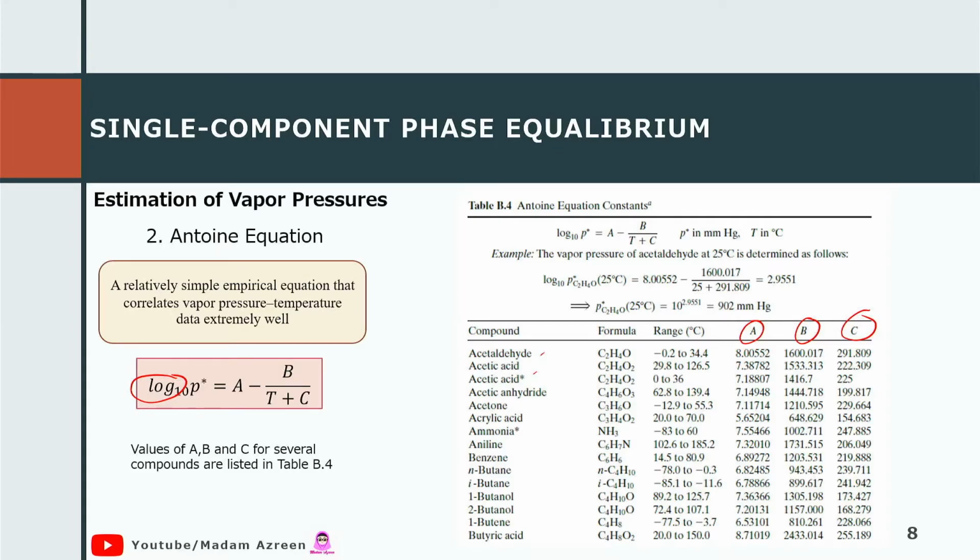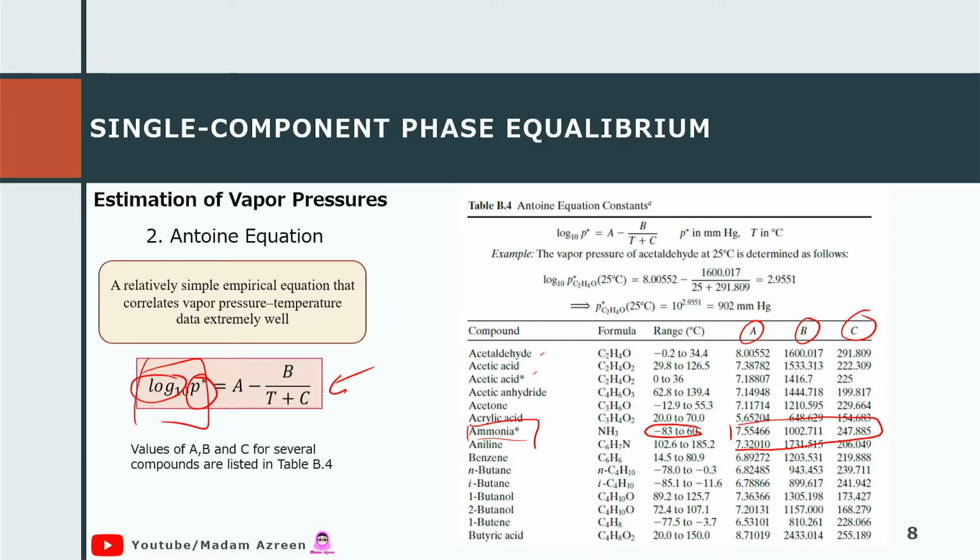So you can just take a look. For example, if we want to find the vapor pressure for ammonia, we just go here and take the values of A, B, and C, and make sure it is still within the range of temperature. Plug in everything in this, and we will get the value of P star, which is the vapor pressure.